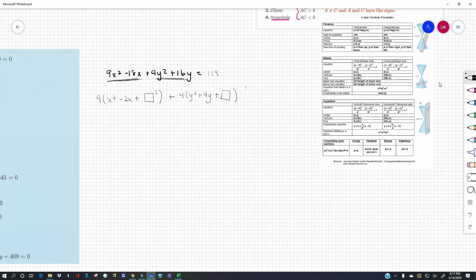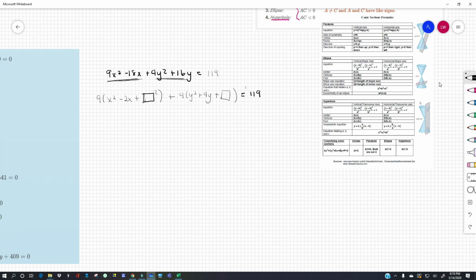Okay, so this equals 119, right? And now let's complete the square. So for the first part here, we're going to take half of the linear term, so half of 2 is 1. Oh, sorry. I don't want to complete the square yet. Hold that thought. All right, so let me go back to this.